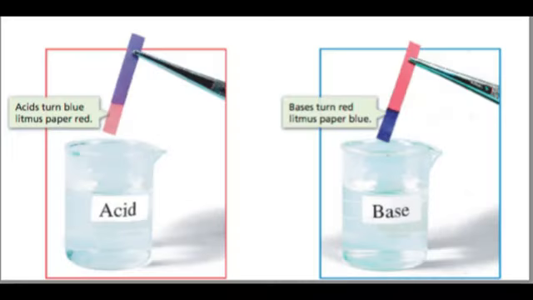Now we talk about the litmus paper test. So what is a litmus paper? Litmus paper is a tool used to test whether a substance is an acid or a base. So when a substance is dissolved in water, the resulting solution causes the litmus paper to change color. If your substance is an acid, it will change the color of the litmus paper from blue to red. And if your substance is a base, it changes the color of red litmus paper to blue.